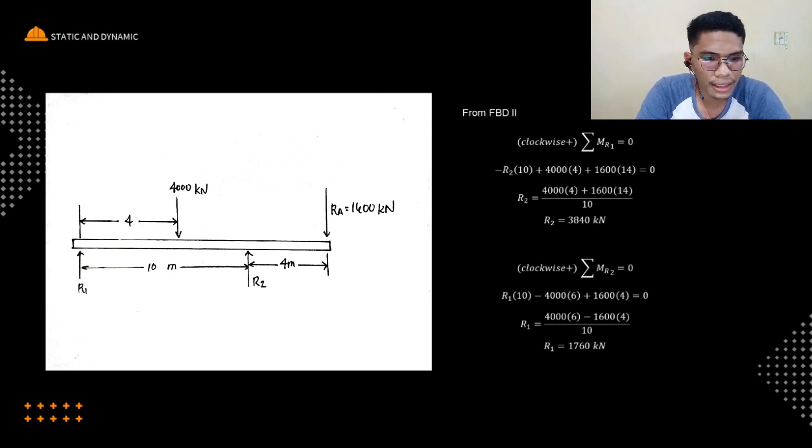So, katulad lang po ulit, isolate po natin si R1 sa kabilang side. So, R1 is equals to 4,000 multiplied by 6 minus 1,600 multiplied by 4 is all over 10. So, makukuha na po natin ang ating R1 which is 1,760 kilonewton.